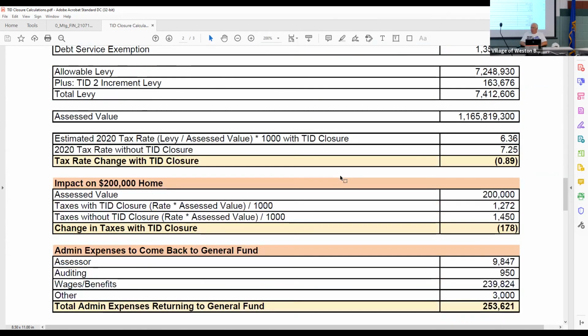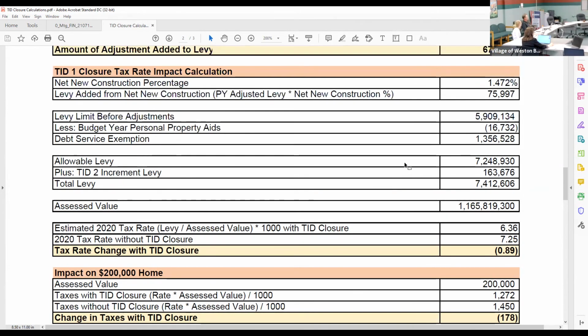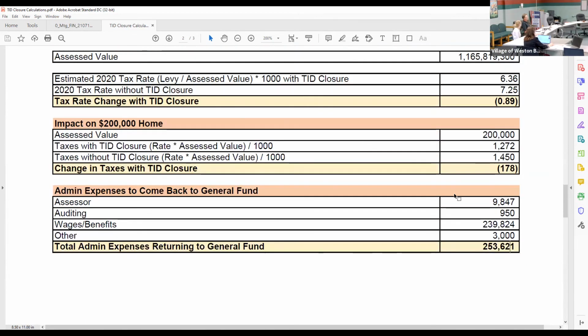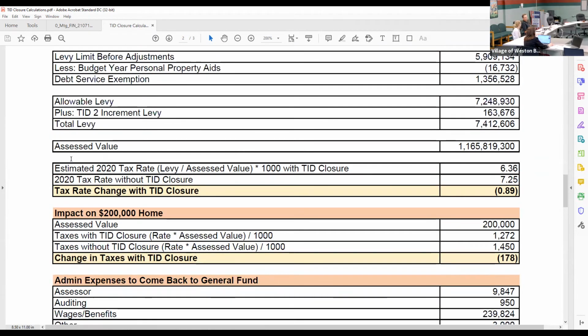Yep. So with closing, the other thing to note is that I took the budgeted numbers, we have about $250,000 in admin expenses in the general fund. So if we were to close that, those expenses all come back to the general fund. Right. So that's what we have to cover within that. So there's about 400,000 additional in there of funds that we would have. And then I just did a calculation. So there's your change in the tax rate.